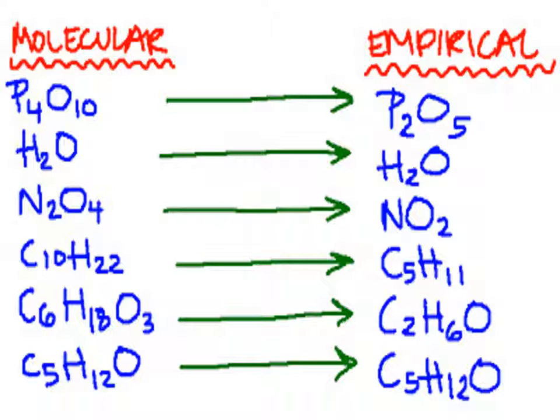Here you can see some other problems translating from molecular to empirical formula. So you should understand that it's the simplest whole number ratio. And again, you'll see that some compounds have a molecular formula that is the same as their empirical formula. And you'll also see that some different compounds have the same empirical formula.